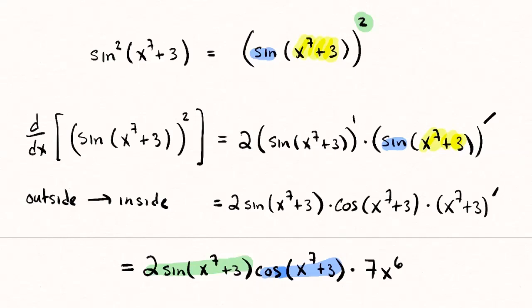And then what's finally this 7x to the 6th out here? Well, that's the derivative of the innermost function. So when you use the chain rule, you just differentiate outside in. Okay, so I hope this was a helpful example for you in looking at deeper chain rules.